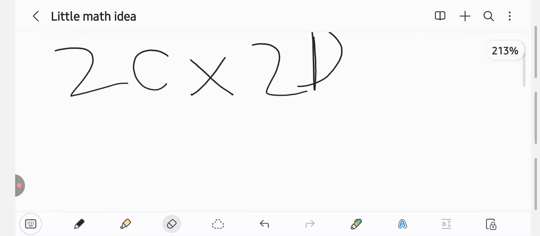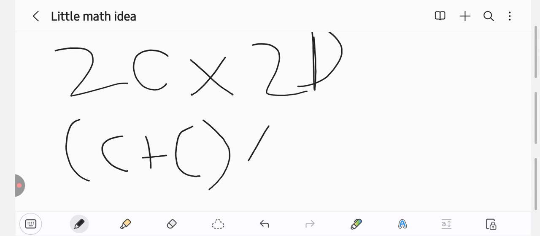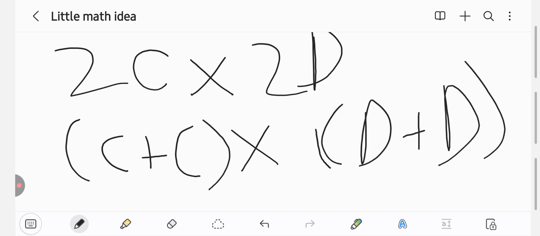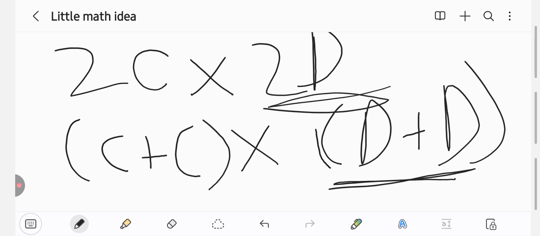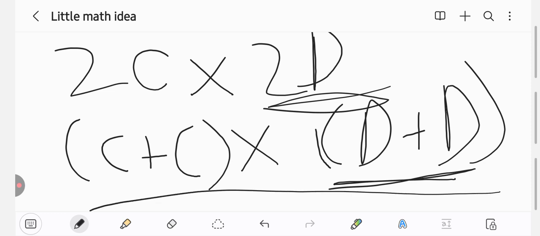So when you have 2c times 2d, it is always represented as (c plus c) times (d plus d). And always remember, when expanding such an equation, you always have to give brackets. You can tell me why I have to give brackets: because these brackets are literally telling you to do such things first. If you write them in their non-simplified form, you would get this equation, because that's what it means.